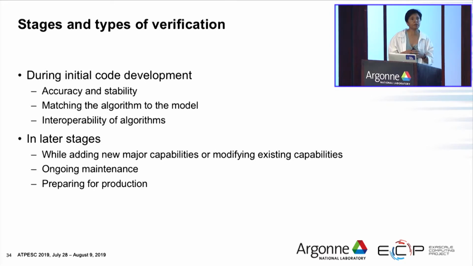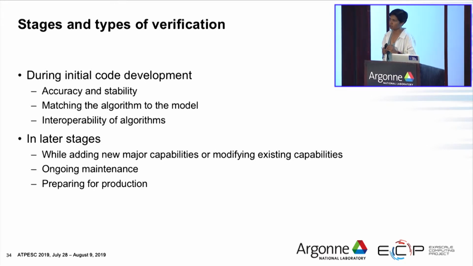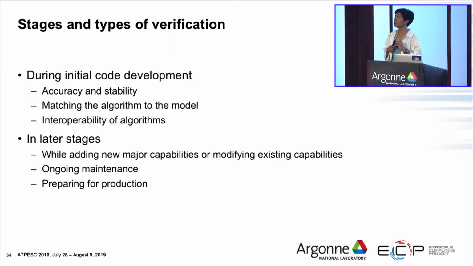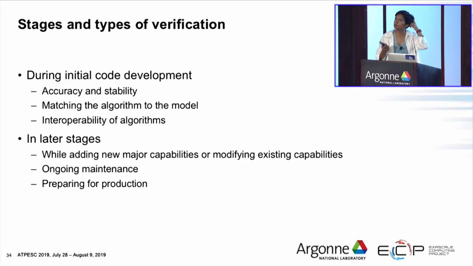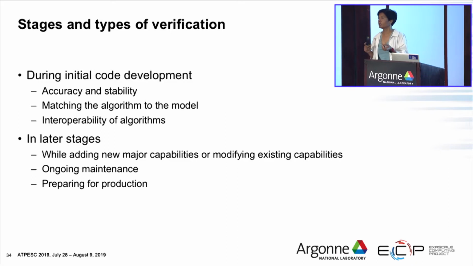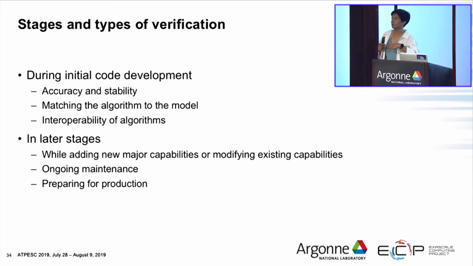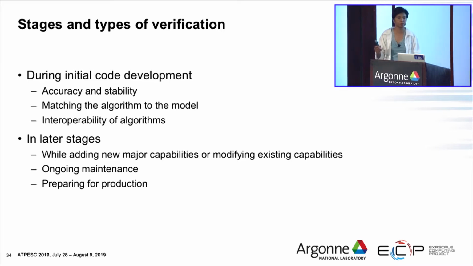Verification can come in many flavors. Of course, you have to do verification during initial code development, because otherwise how do you even know that you have produced a code that is going to do some useful work for you? When you're working with numerics, you always need to verify for accuracy and stability, and you need to check out the regime of operation in which that thing is valid. You absolutely should be documenting that also.